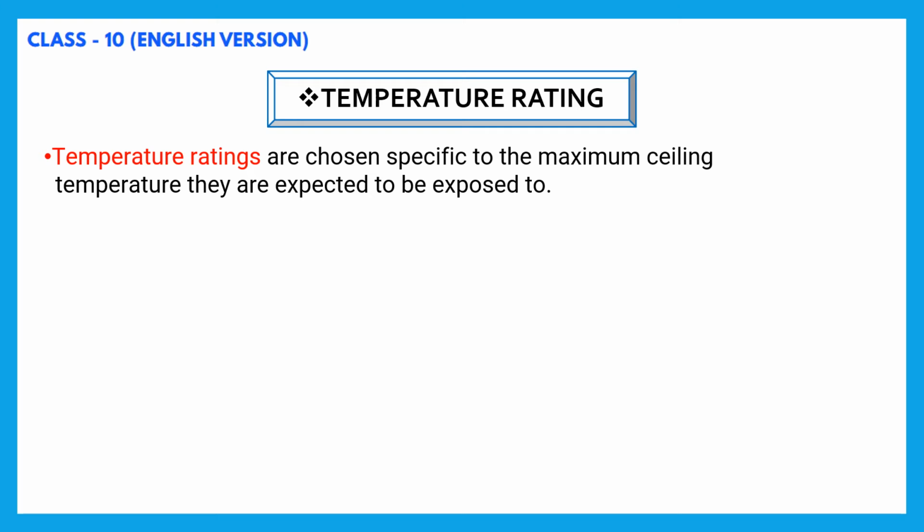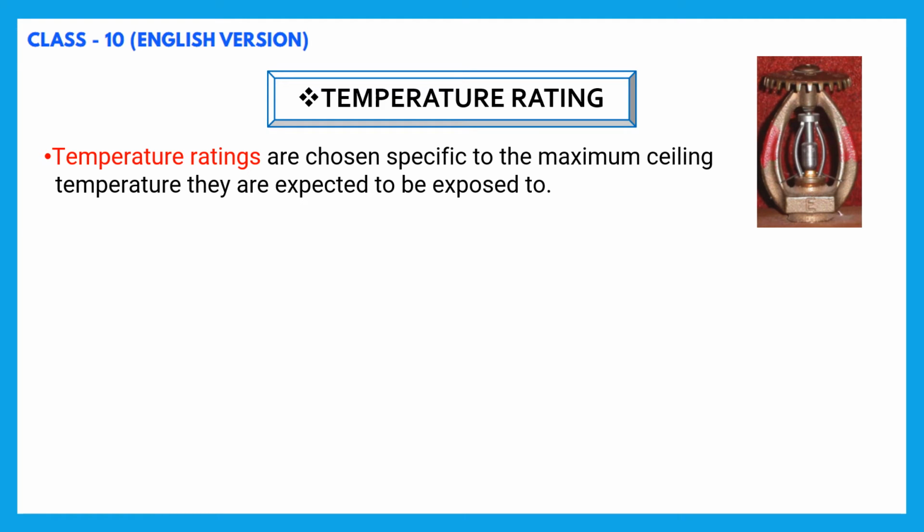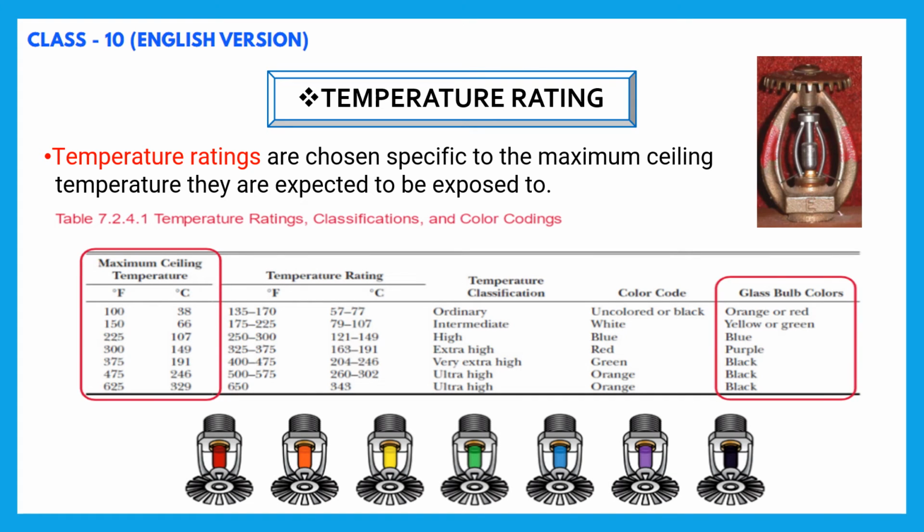Sprinklers are color coded to provide a ready means of identifying the temperature classifications of their operating elements, as you can see on your screen. Let's have a look at the temperature ratings, classifications and color codings which are mentioned in NFPA 13. As you can see on your screen, there are various sprinklers shown, in which we have red color bulb, orange bulb, yellow color bulb, green bulb, blue bulb, purple bulb, and also black color bulb.